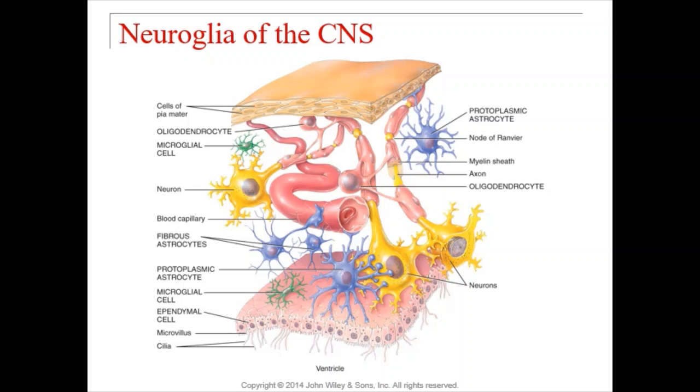Let's go on to another cell. Another cell in your central nervous system is called the microglial cell. In the cartoon, the microglial cells are the little green cells you see in the picture. They're not really touching anything. They're kind of just hanging around. Why? What is the job of the microglial cells?